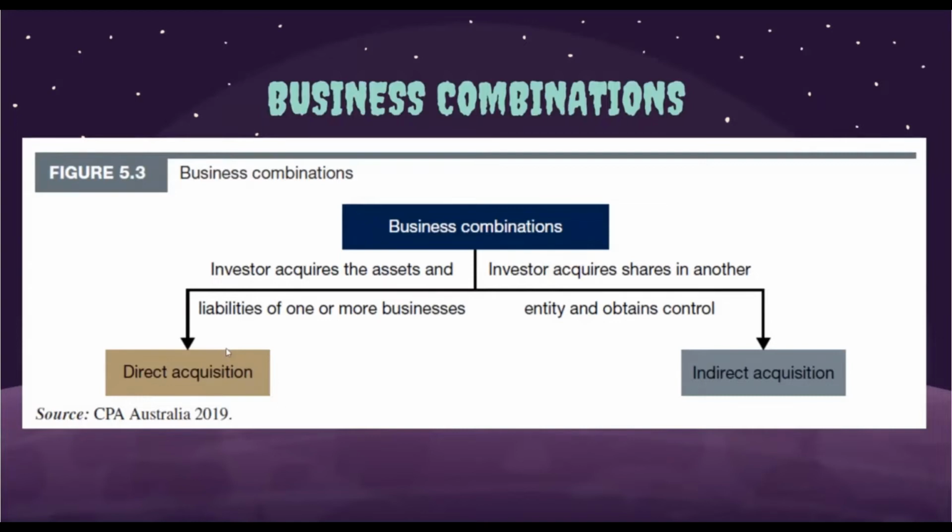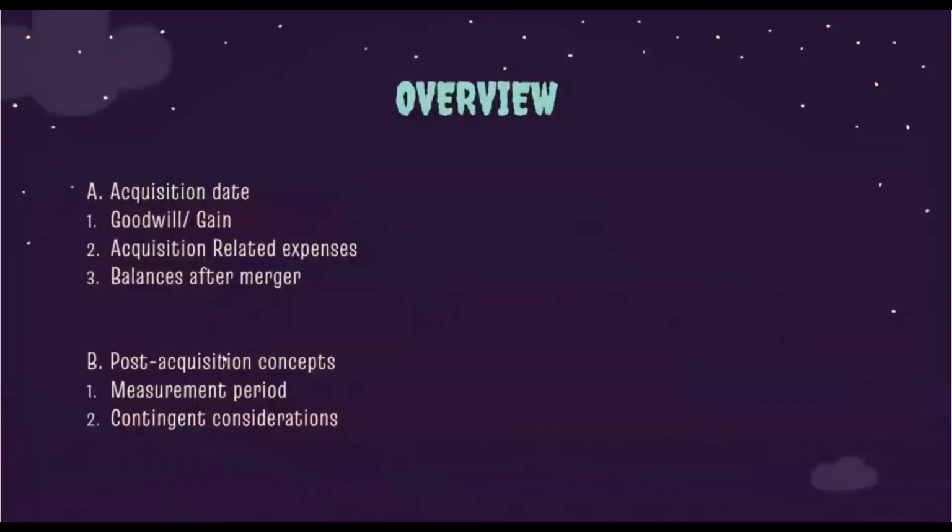Now, the other method of business combination is the so-called indirect acquisition. What is this? The investor acquires shares in another entity and obtains control. Remember, class, there has to be control obtained in order for us to effect a business combination, because if there's no control, then IFRS 3 will not be applicable. Okay. So, a brief overview first before we proceed with the different discussion problems that I have prepared for this afternoon.